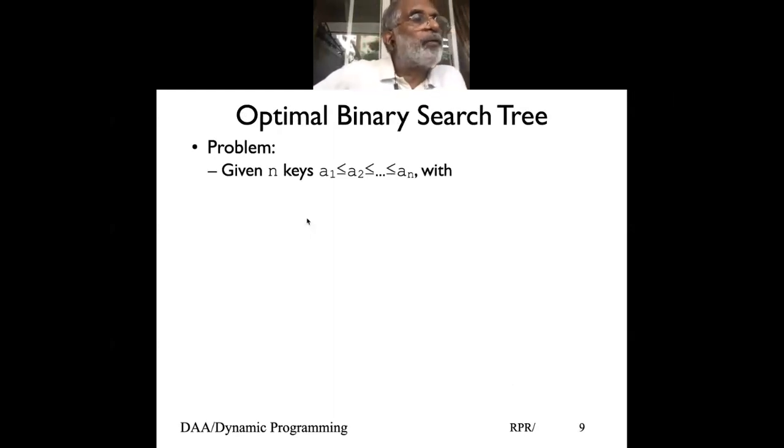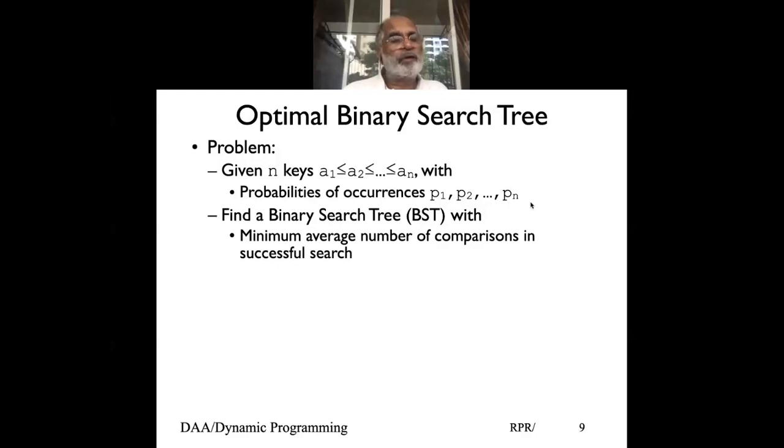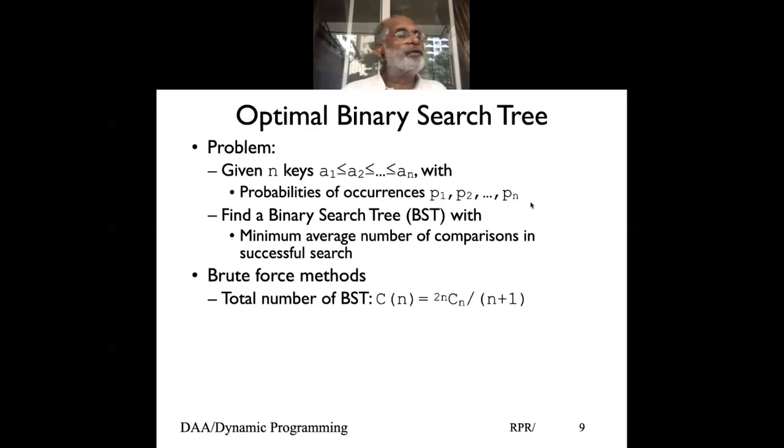So our basic problem is, given n number of keys, A1, A2, up to An, with their probability of occurrence, which is P1 to Pn, and sum of all P is equal to 1, find a binary search tree such that my average search time becomes optimal, or my average search time is minimal, and that is what we need to do.